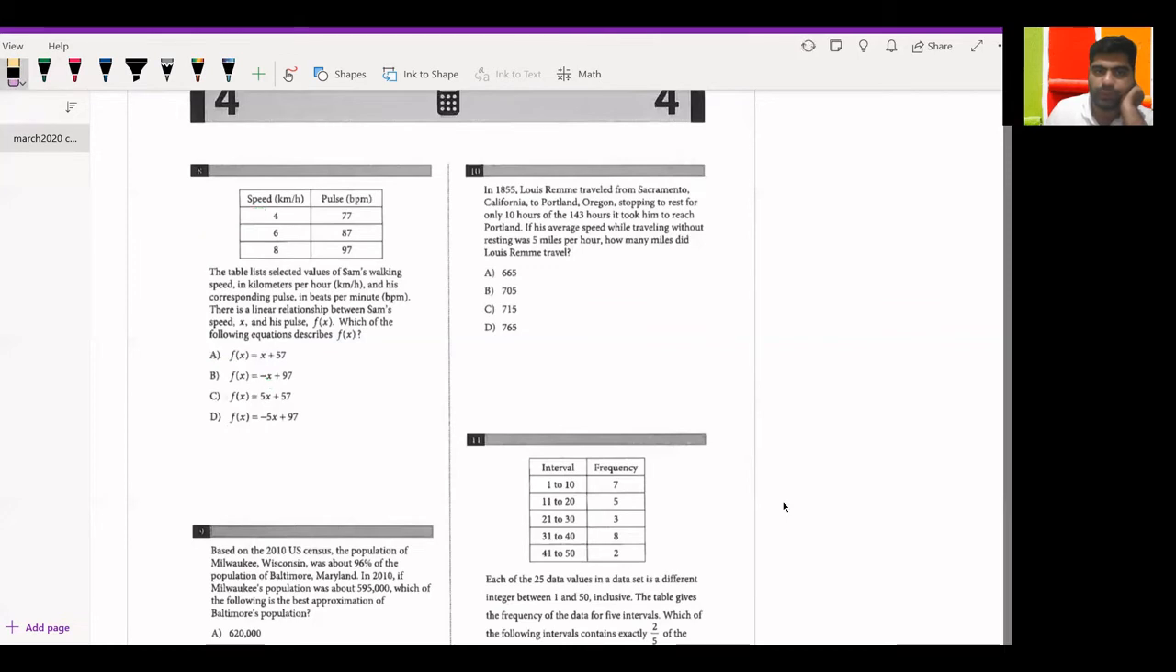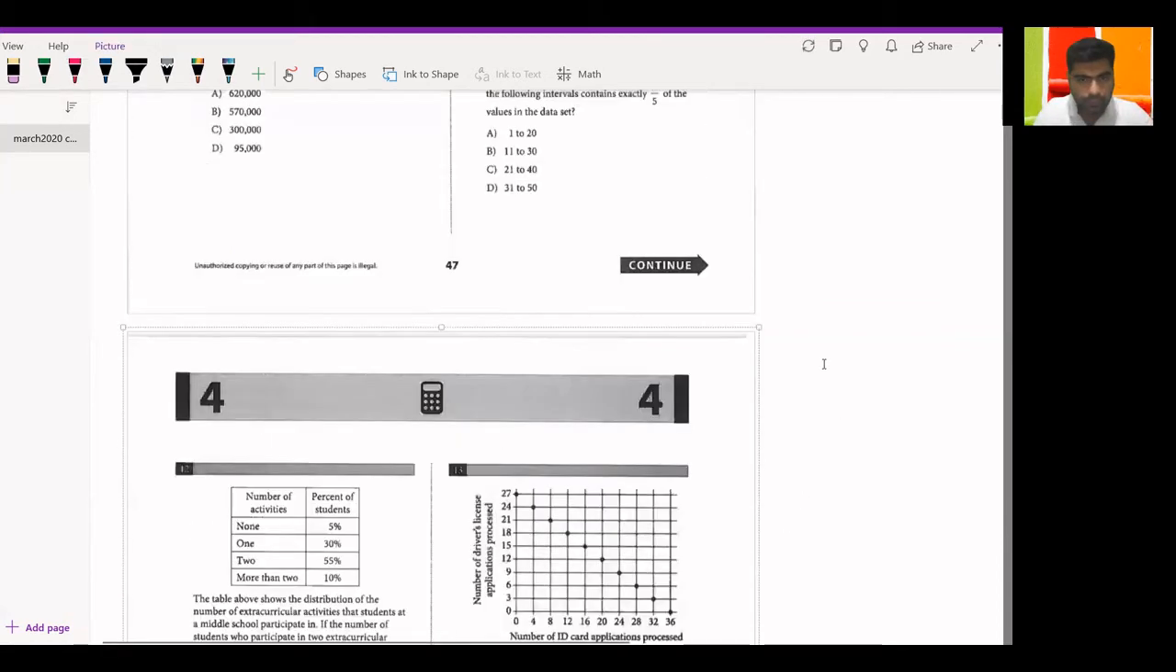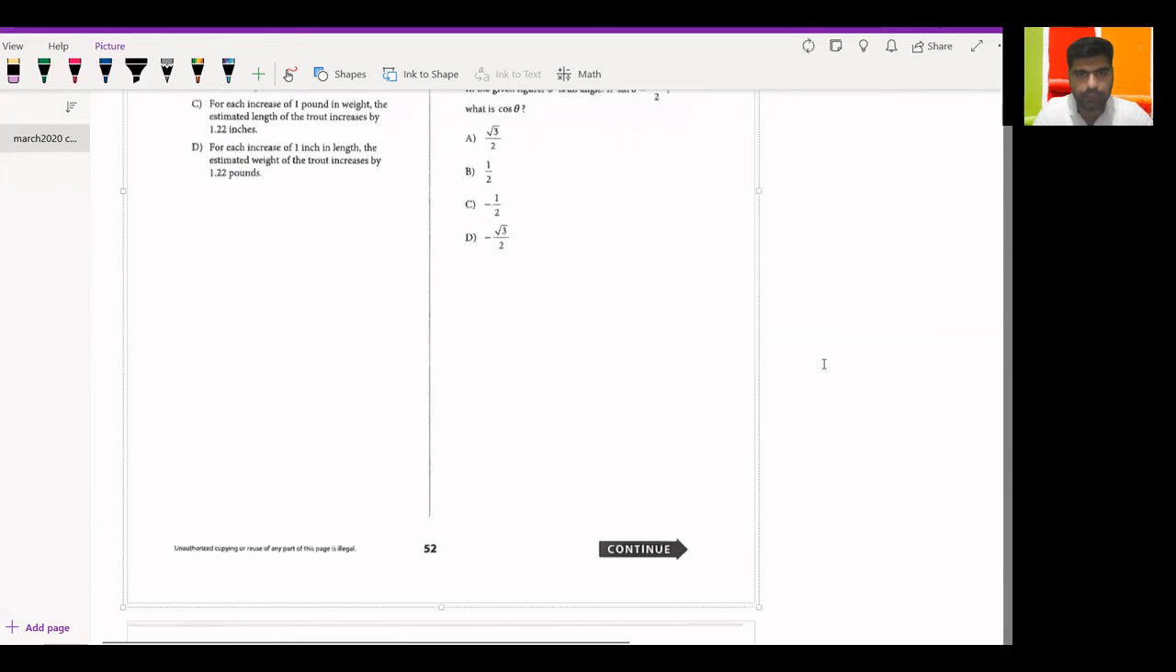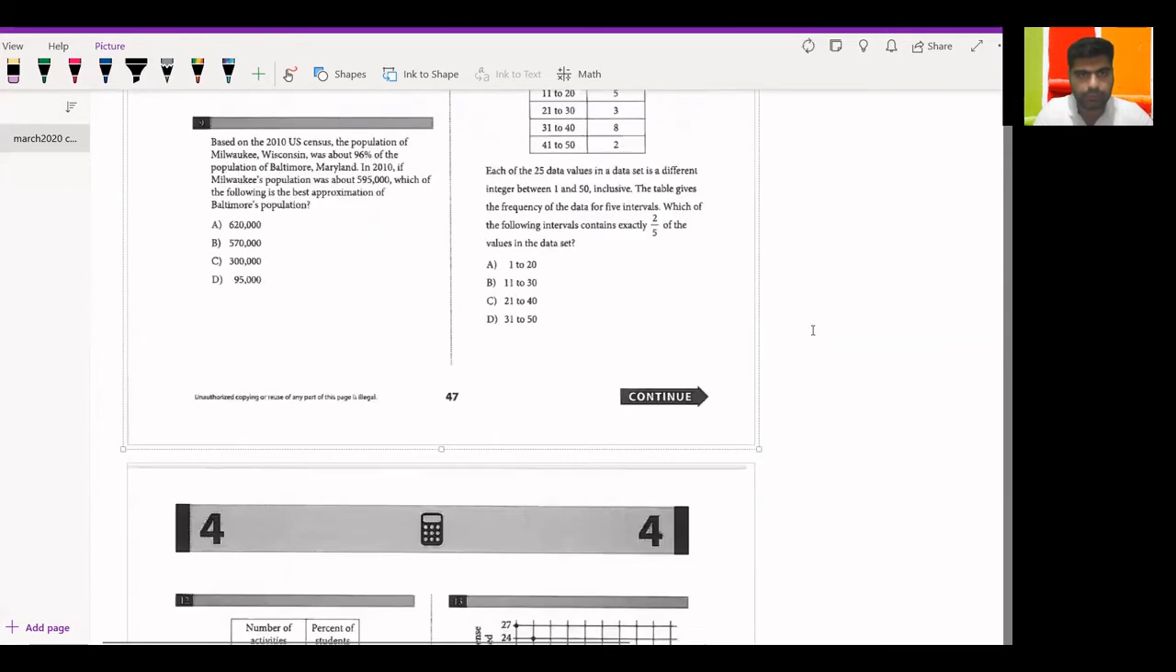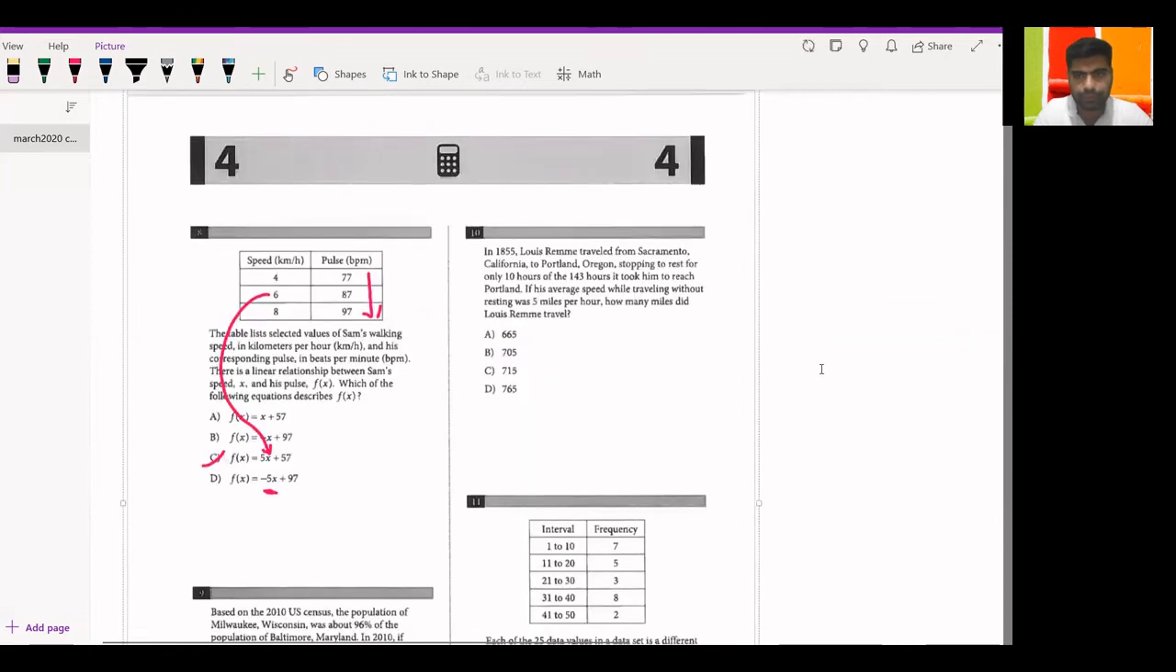If I plug in 6 in the same equation, 30 plus 57, 87, so it works. So I think this is my answer. This will not work because it keeps on reducing as the speed increases. But as the speed increases, we can see the pulse is increasing. Oops, where did it go? Okay, it's here.